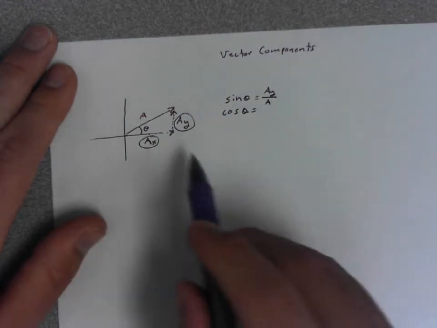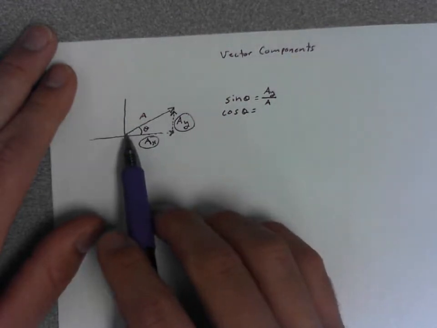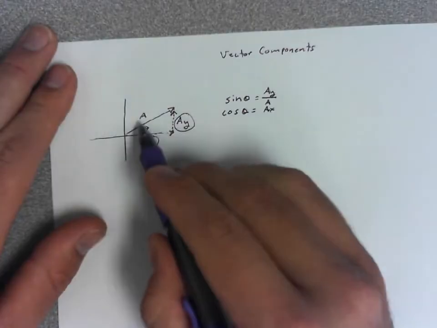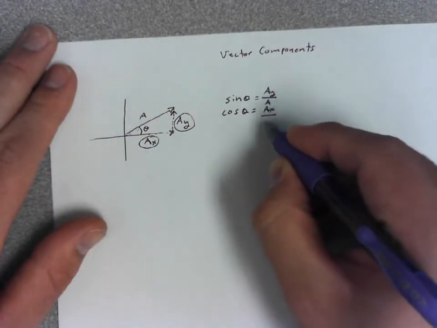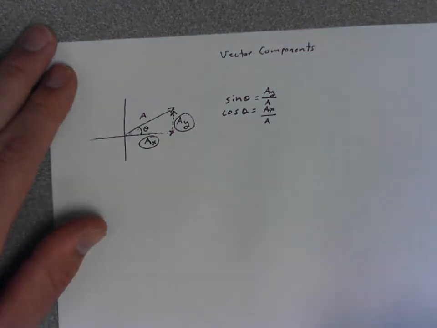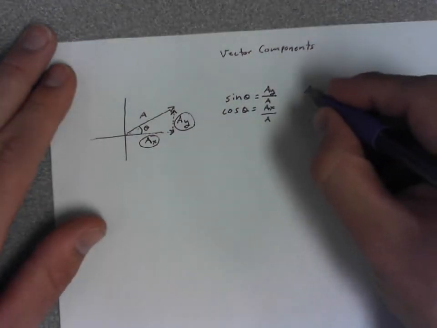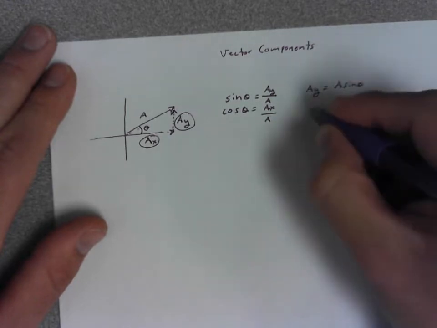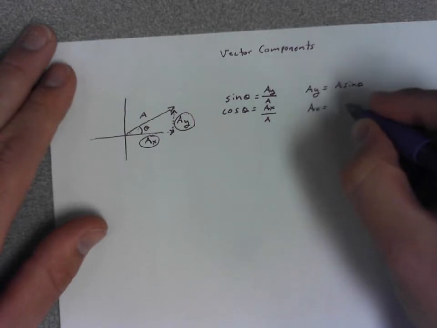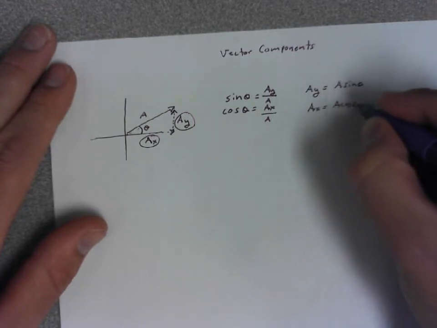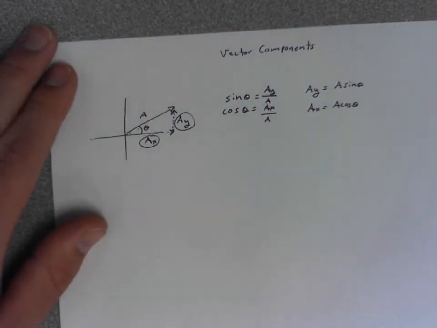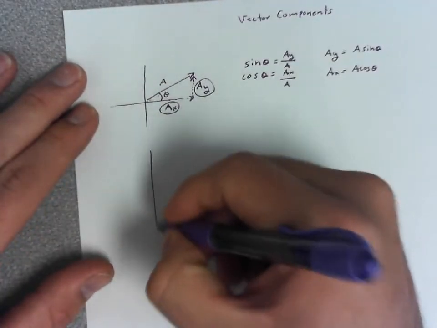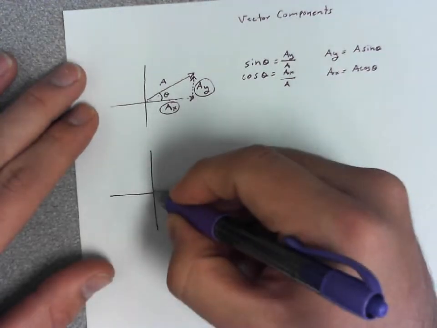And then my cosine, that's adjacent over hypotenuse. My adjacent side of my angle is my AX. And my hypotenuse there, that's that A. So if I was to solve for AX and AY, I get AY is equal to A sine theta, and AX is equal to A cosine theta. Okay, for that scenario. But let's look at another scenario. Let's say I have right here, say there's my plane. I give you this vector.